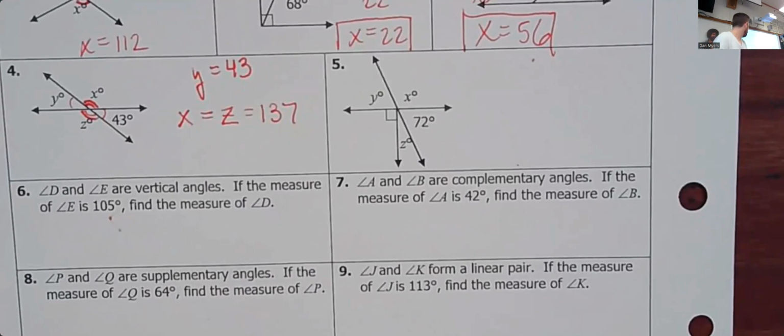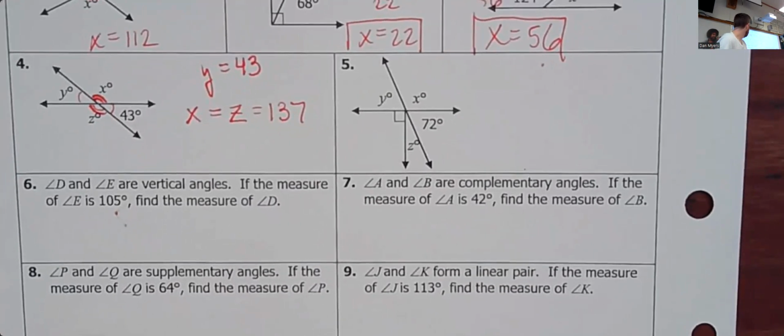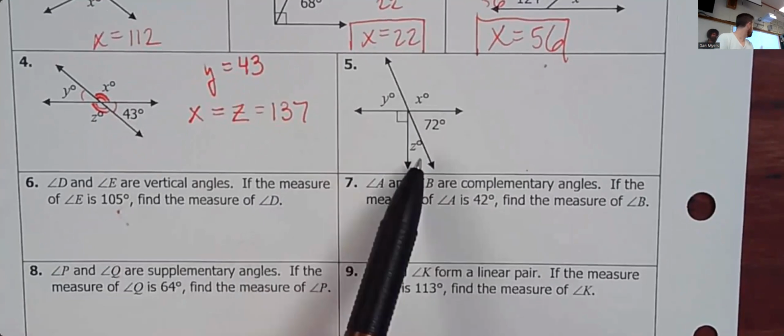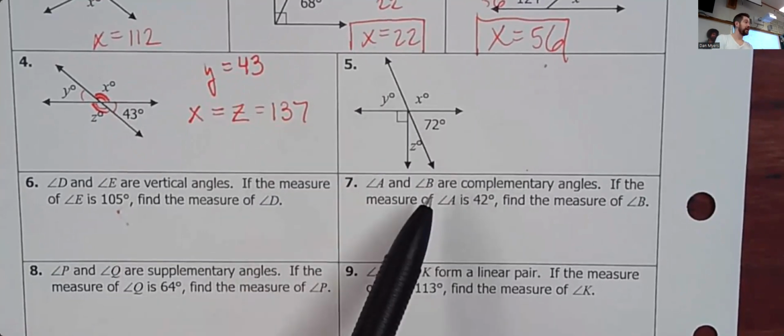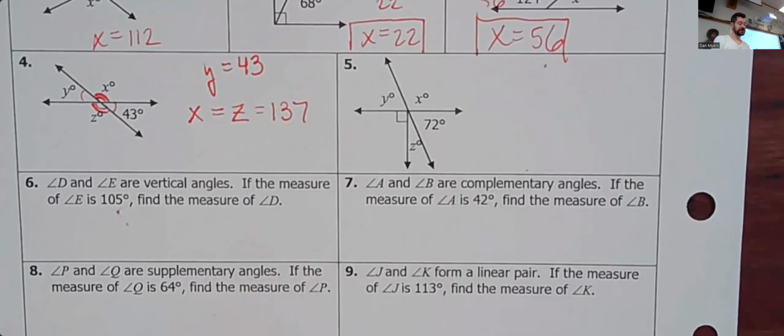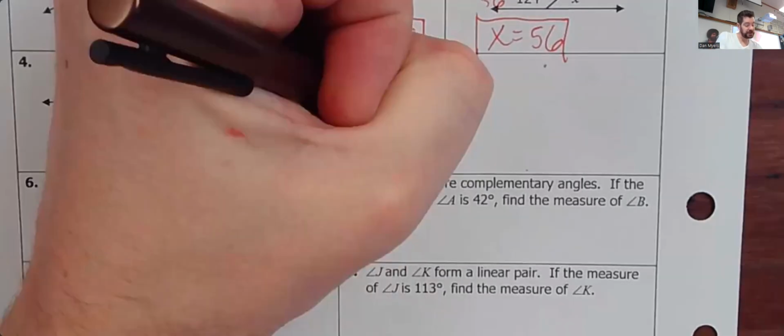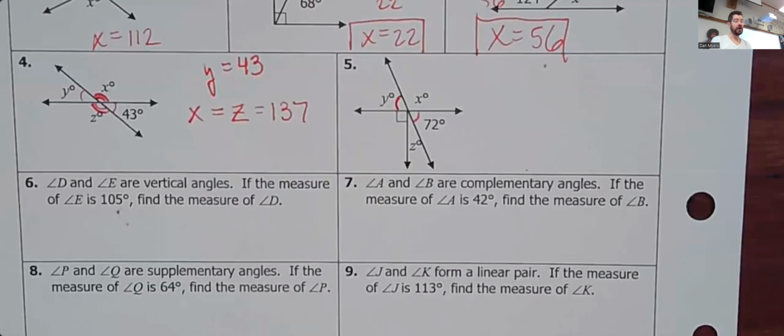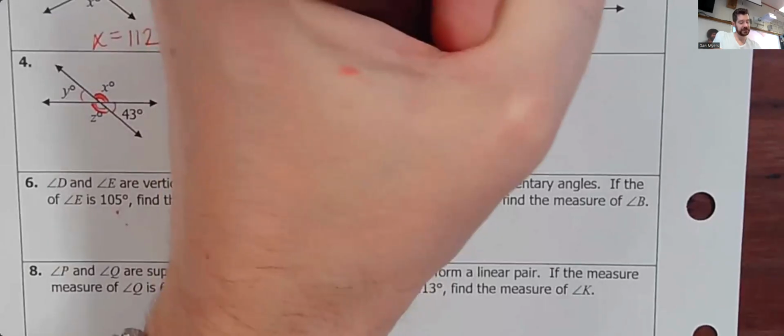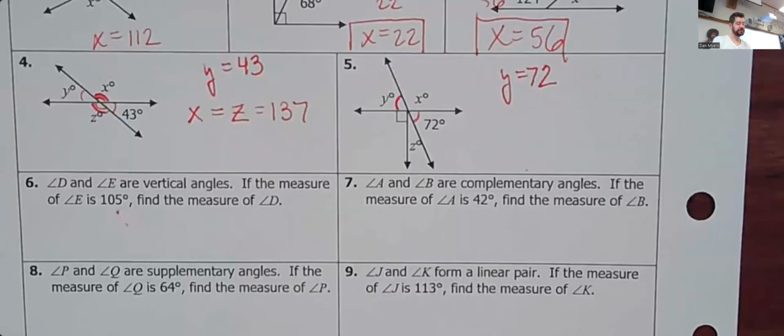The next one, number 5. Kind of like number 4, we can figure out any of these right away. We don't have to figure out one before we figure out another one. There's a way that we can just figure out right away what each angle is. The one that stands out to me right away would be angle Y, because it's vertical with the 72 degree angle, therefore Y equals 72. Now we've got X and Z.